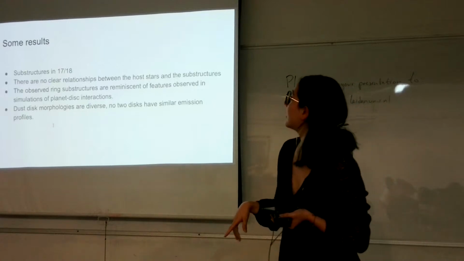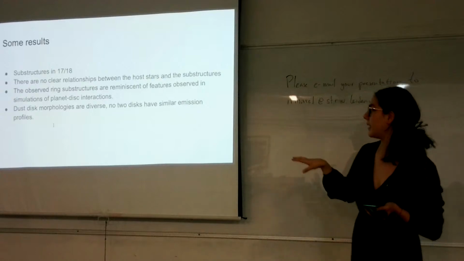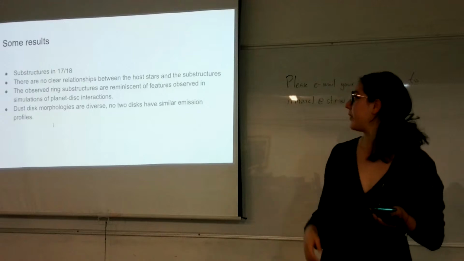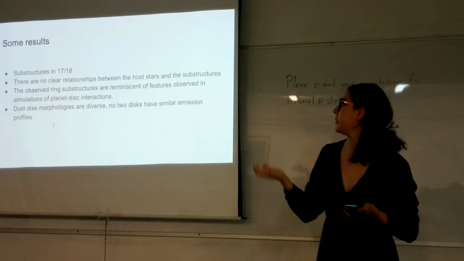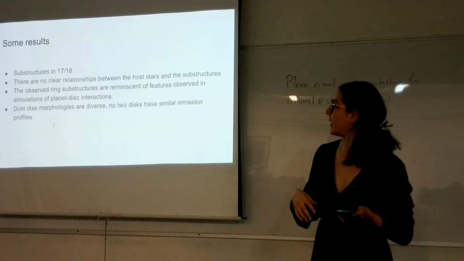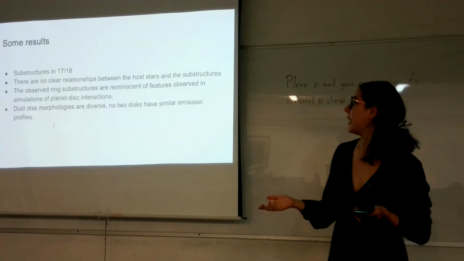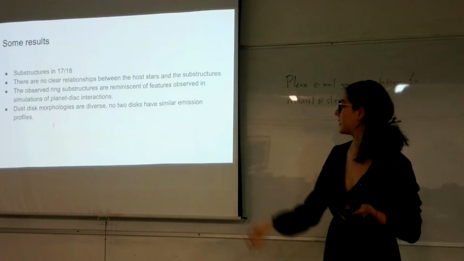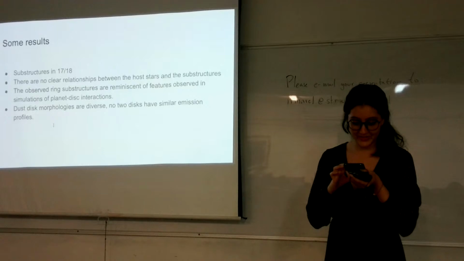And the morphologies are diverse. There are no similar disks; no two disks have similar emission profiles. So the substructures are very diverse, like the exoplanets are very diverse. Any questions?